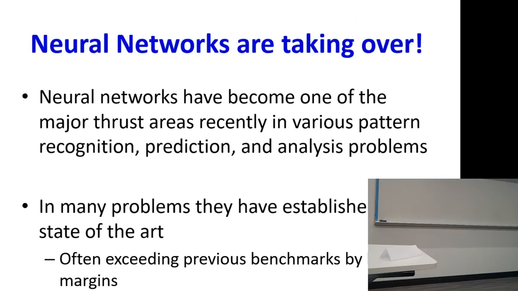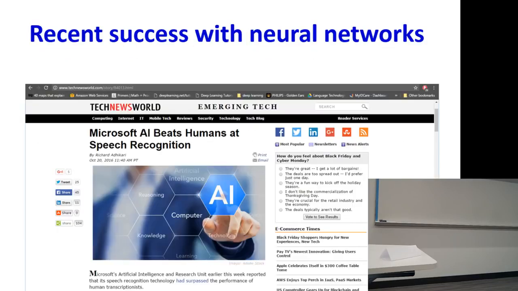Now, the reason you guys are all here is because these deep neural networks are the latest big thing in AI. Neural networks, I'm not going to keep repeating the word deep, in general have become one of the major thrust areas in various pattern recognition, prediction, and analysis problems lately. And in many problems, they've actually established the state of the art. So, for example, if you go to the next slide, speech recognition, right?